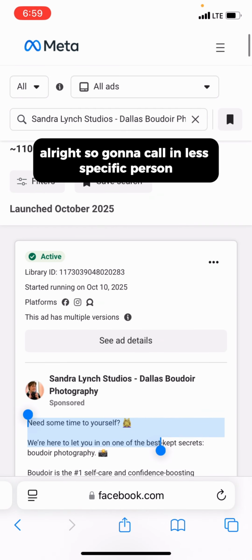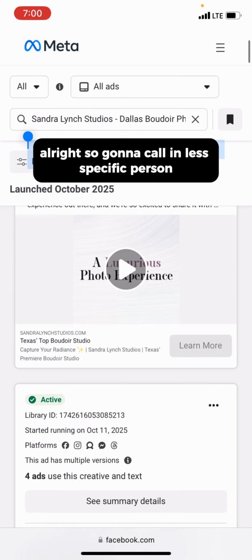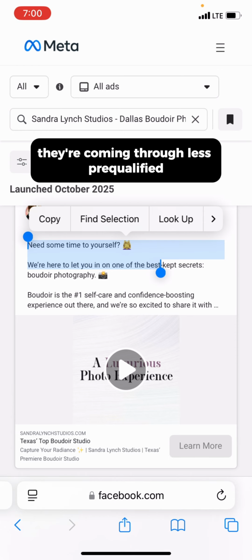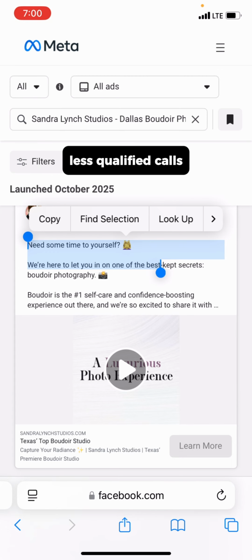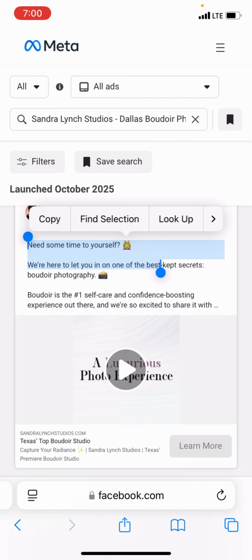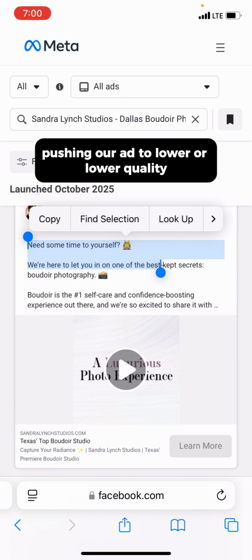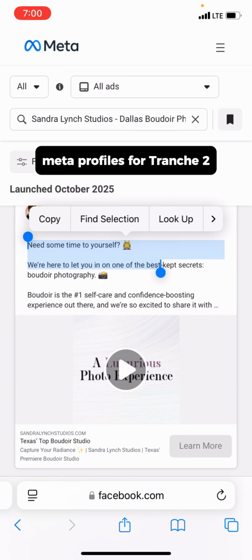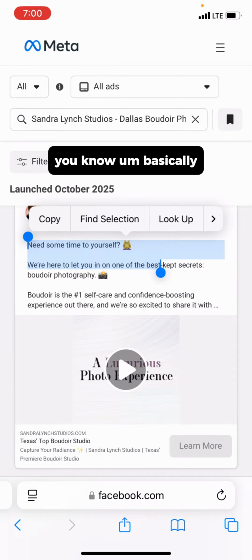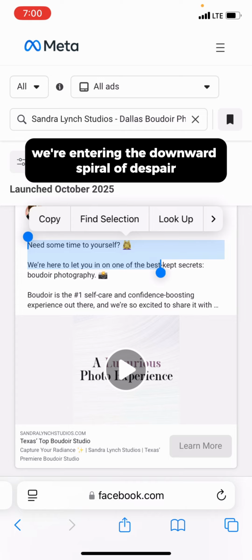All right, so we're calling in a less specific person, more people scrolling by, less qualified people reading. They're coming through less pre-qualified, so we're getting fewer qualified leads, fewer qualified calls, fewer bookings, fewer sales, less revenue, fewer conversions, all feeding back into the Meta ad algorithm, pushing our ad to lower quality Meta profiles for tranche 2, which gives us even worse results. Same ad spend, lower results. And the cycle continues in tranche 3. Basically, we're entering the downward spiral of despair.